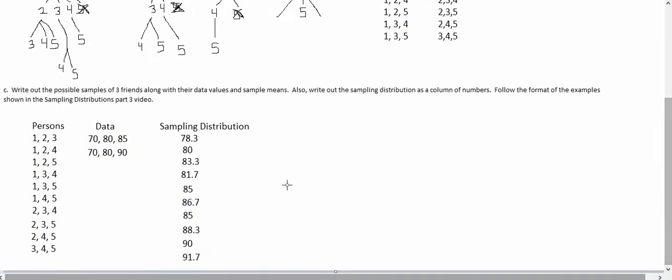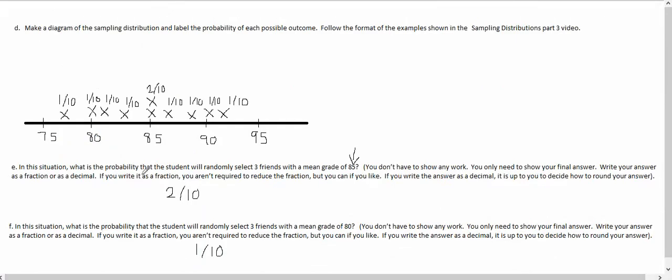And then when we did the sampling distribution and calculated the means of all possible samples of 3, that's what actually prepared us to do parts E and F. Because once we made this diagram and we found the probability of each possible number that the sample mean could come out to, then once we got to part E, we could just look up the number that the question is asking about and get the answer from the diagram. So this has all been leading up to parts E and F.